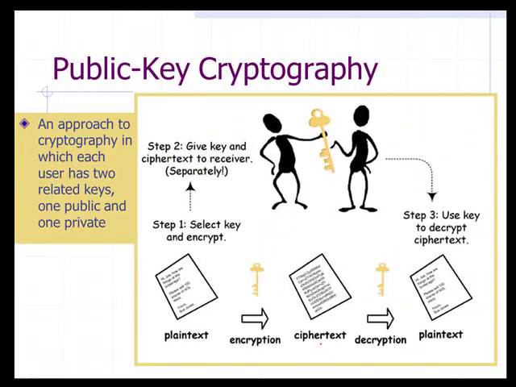Now let me talk about public key cryptography. It's an approach to cryptography in which each user has two related keys, one public and one private. The first step is I take my public key and I give it to anybody who wants it. They use my public key to encrypt their message, and then I take my private key and decrypt the cipher to get it back. So anybody can have my public key. Once they lock their message with my public key, they can't get it back. Only I can get it back because I have the private key. And that is public key cryptography.